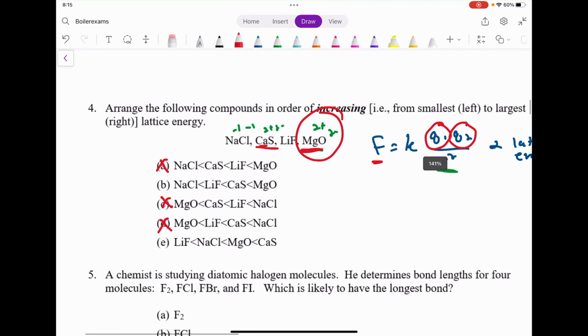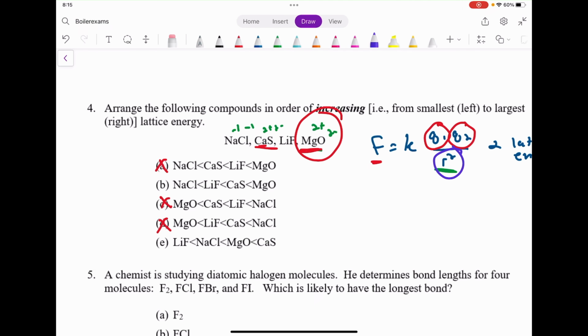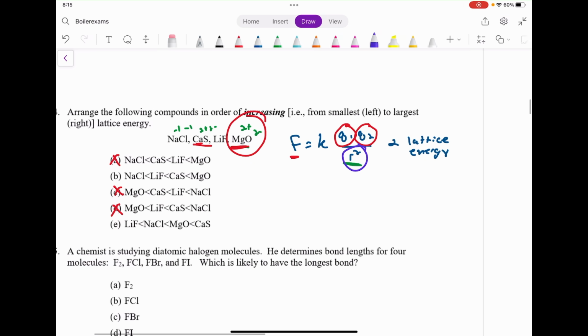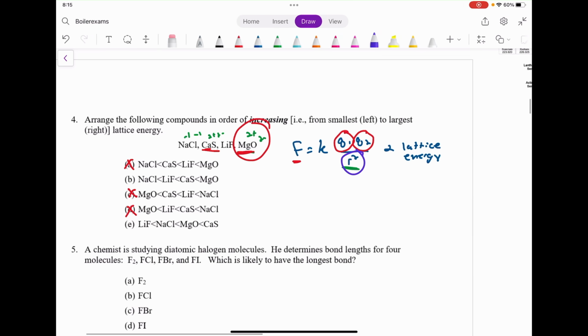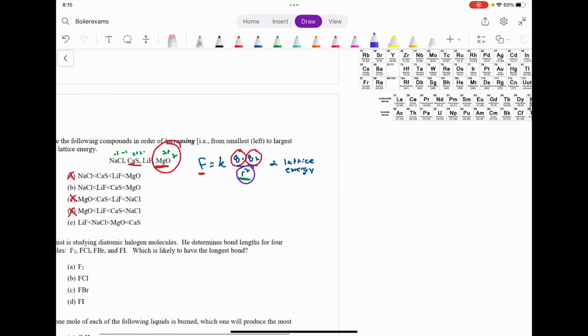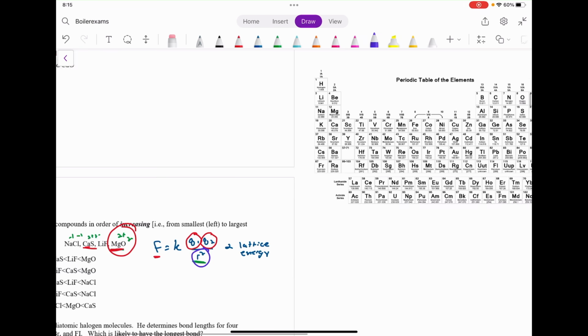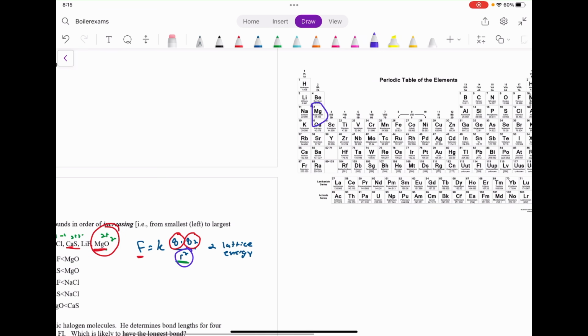Now we have to look at the size. Now we have to look at the R-squared. So ones that are closer together will have greater forces and therefore greatest lattice energies. So the smaller atoms are going to have greater lattice energies. So we're comparing magnesium.